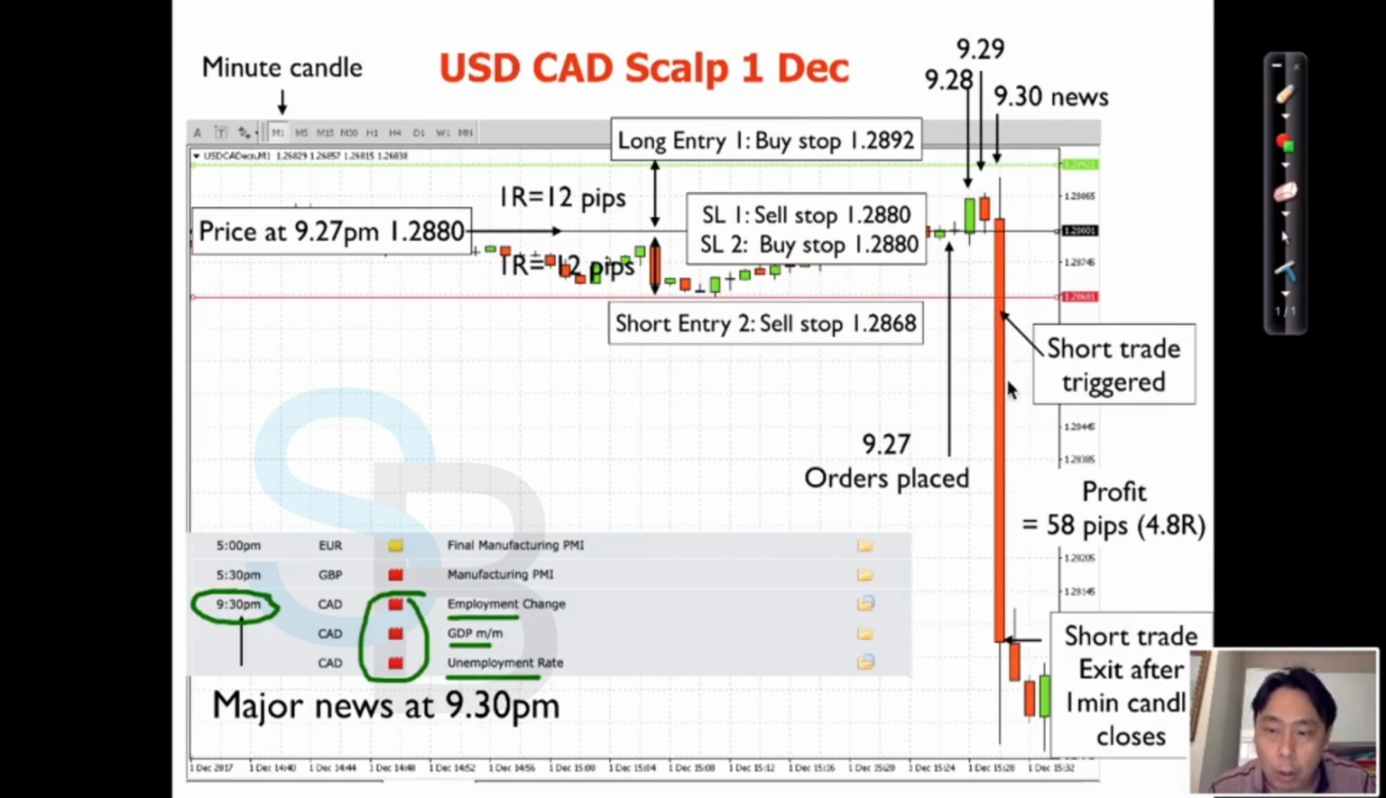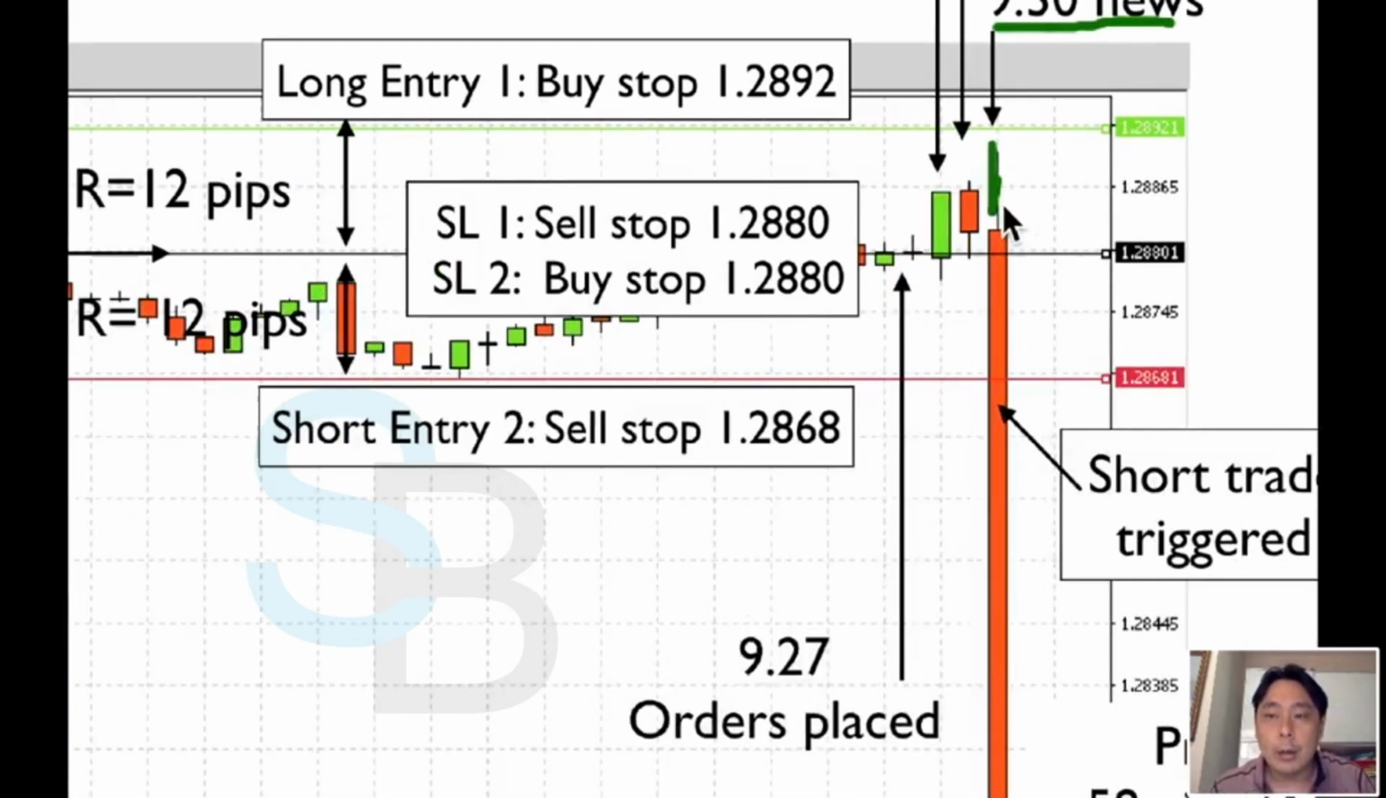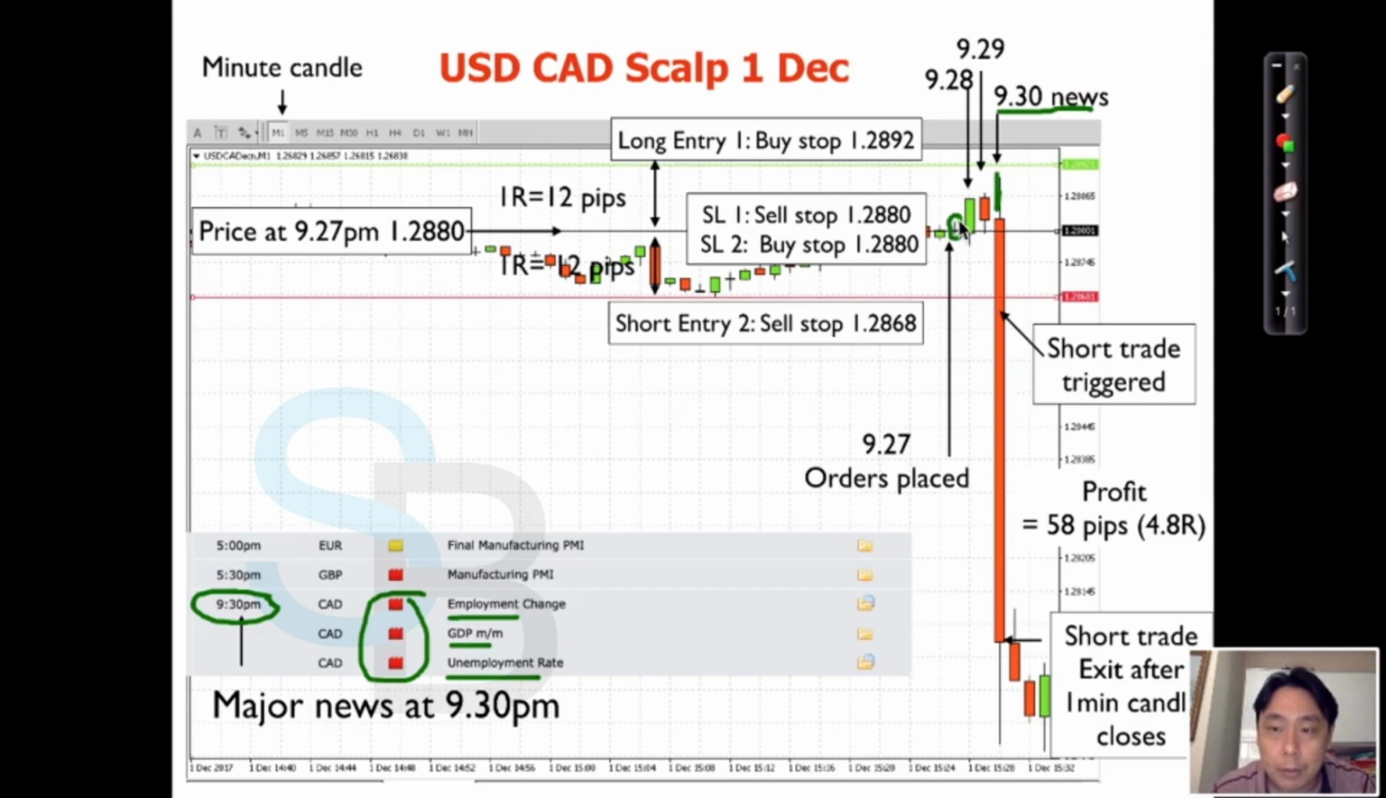Now, you see this big, long red candle when the price plunged? Well, obviously that was 9:30. Okay, so this is the 9:30 candle. So which is the 9:27 candle? 3 minutes before the news is released will be 9:29, 28, 27. So this candle over here, you see the candle? That was the candle where I placed my order 3 minutes before 9:30. So at that point in time, I looked at the market price, and the market price happened to be 2880. So what did I do?